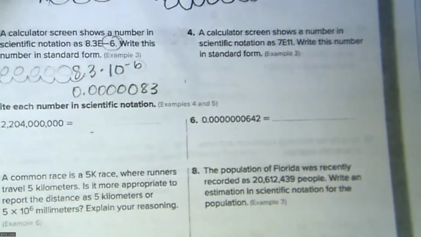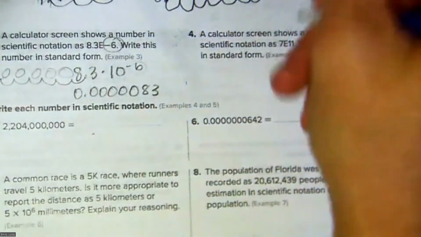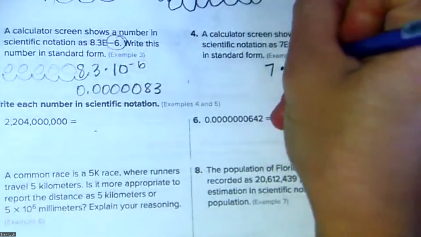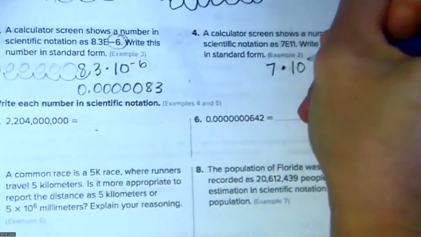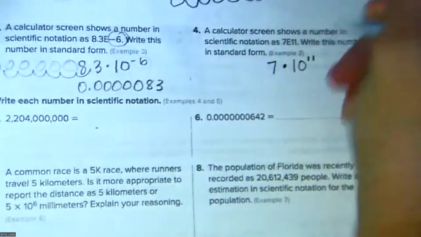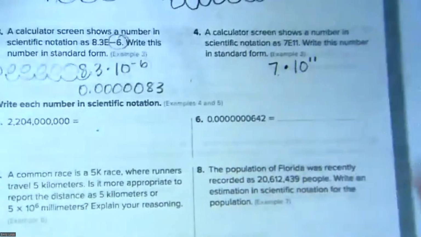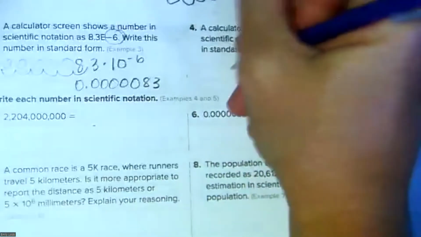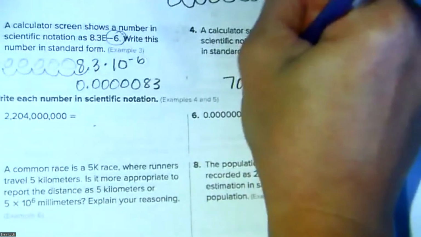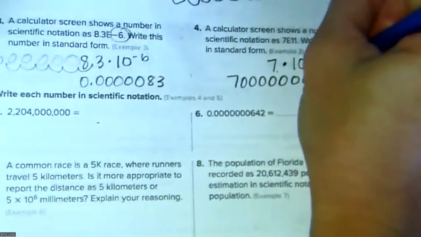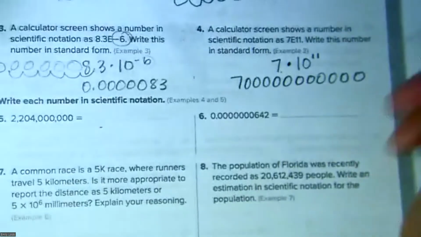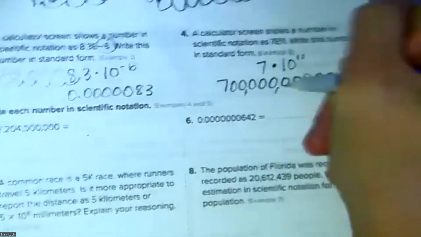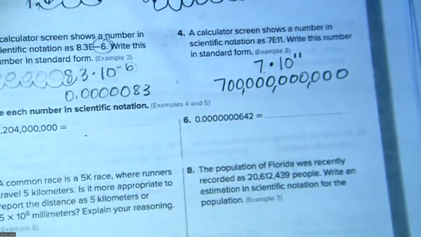A calculator screen shows this number. Well, first write it in scientific notation. 7 times 10 to what power? 11. Well, if our decimal's right here, how many zeros am I adding on to the 7? 11. So 1, 2, 3, 4, 5, 6, 7, 8, 9, 10, 11. So every 3 I can put a comma to help me read this number. This is thousands, millions, billions, 700 billion.